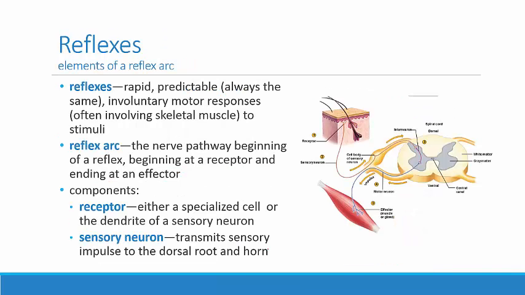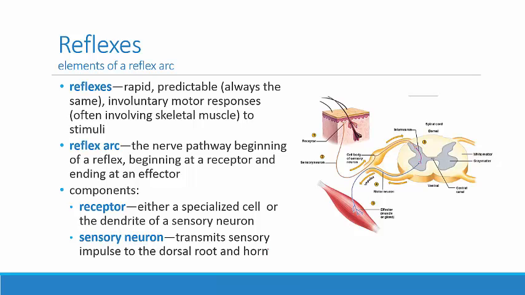Okay, so now we're ready to talk about reflexes. Reflexes, again, are rapid, predictable, because they always produce the same response. Involuntary, because we don't have voluntary control of them, even though it is skeletal muscle that is affected. So these are rapid and predictable but involuntary motor responses to stimuli. And generally, reflexes are protective.